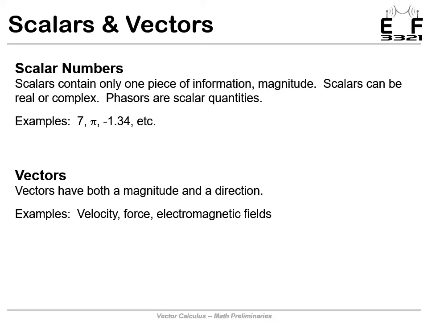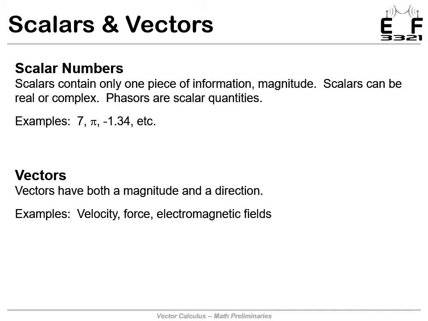Vector quantities carry two pieces of information. They have a scalar number associated with them. That's the magnitude of the vector. But they also have a direction. And so the classic example of this is velocity. You're driving down the road at 60 miles per hour and you're traveling north. So you have both a speed and a direction.